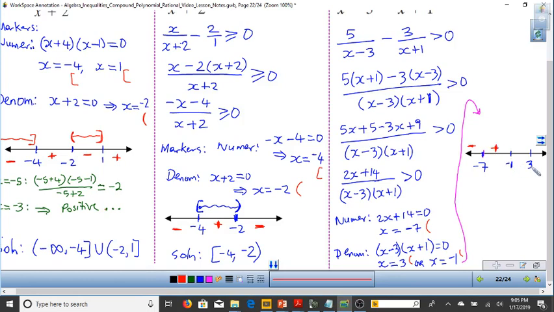A number between negative 1 and 3 is, of course, 0. Plug in 0, get positive 14. Plug in 0 here, get negative 3 times positive 1. Positive divided by negative is negative.